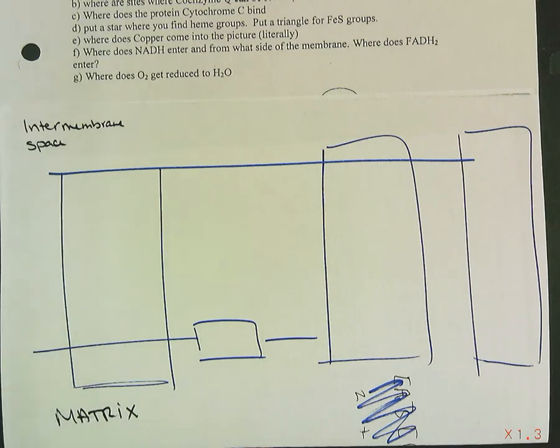So you might have to go back and look at one of your other diagrams, but where could I find coenzyme Q? What complexes need Q?